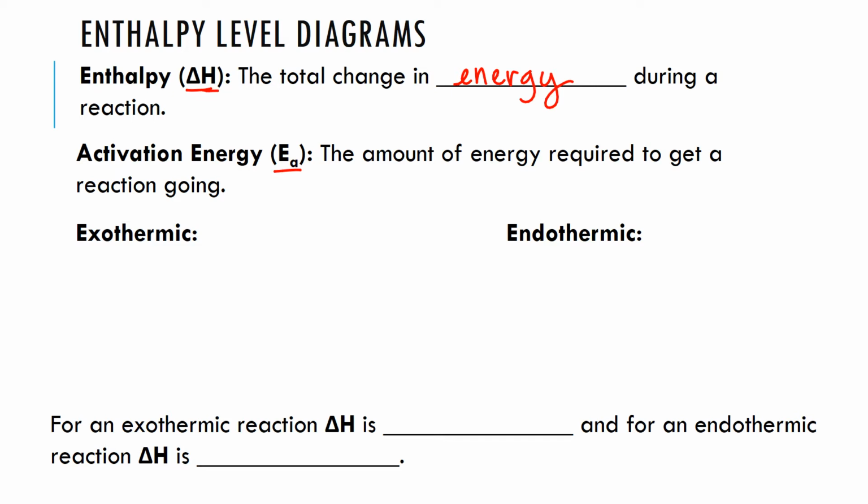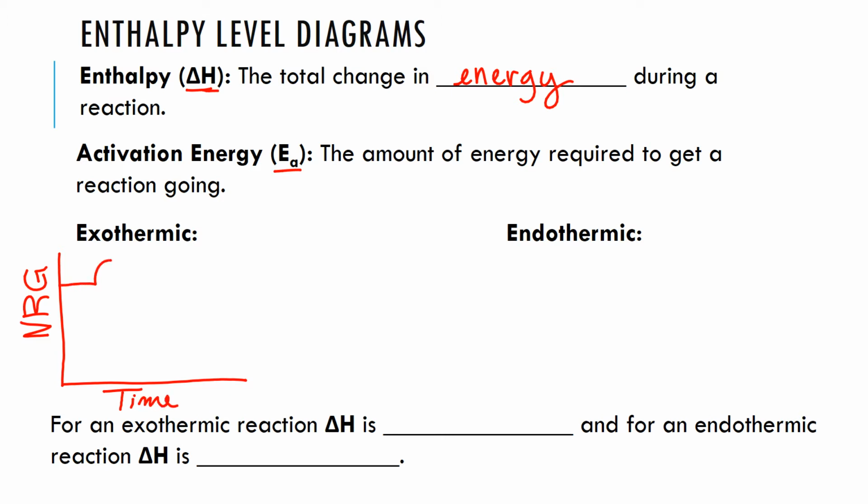We looked at this in Unit 5. And activation energy is the amount of energy required to initiate a reaction. So we can quantify both of these things by looking at what are known as enthalpy level diagrams. And an enthalpy level diagram is an XY plot. On the y-axis, we'll have energy, or enthalpy, and on the x-axis, we have time.